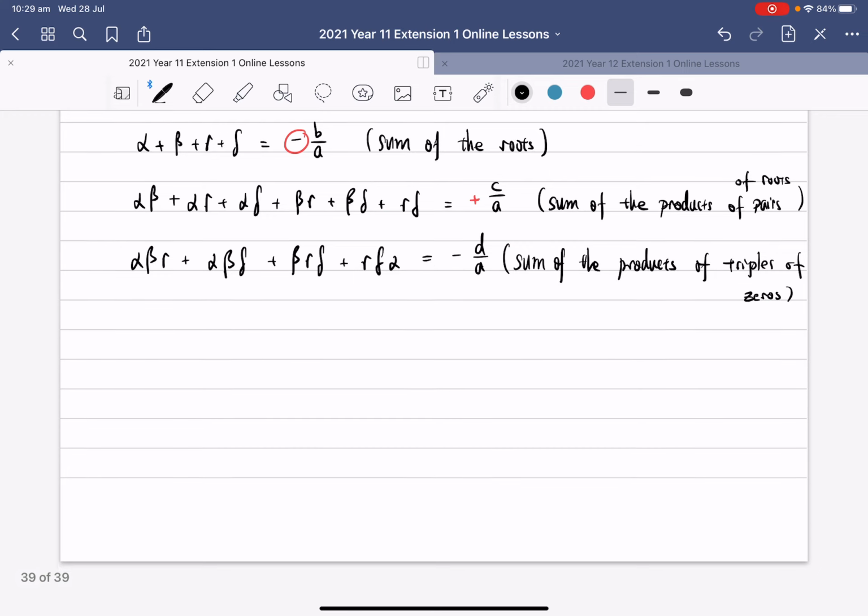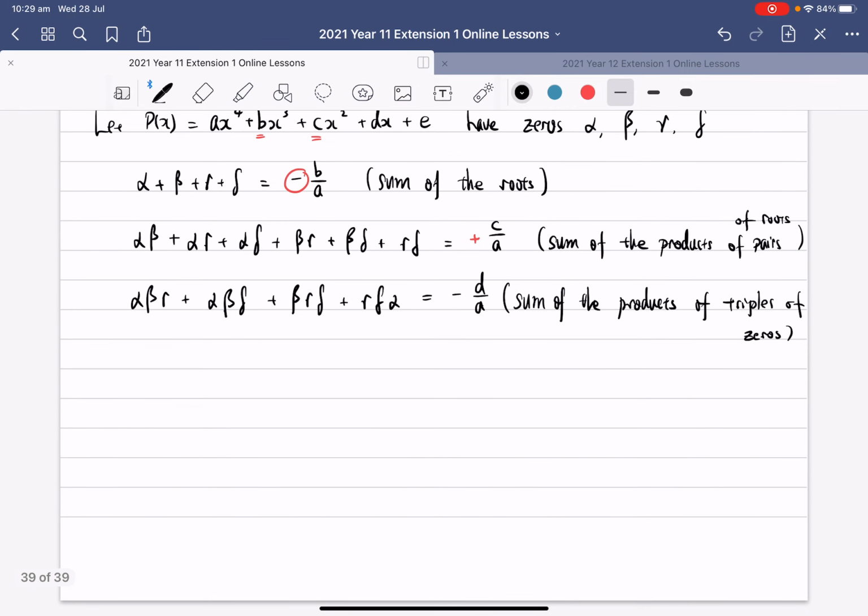The final one, the last one, is the product of all the roots together, which is alpha beta gamma delta, and that's E on A. That's just the product of the roots.